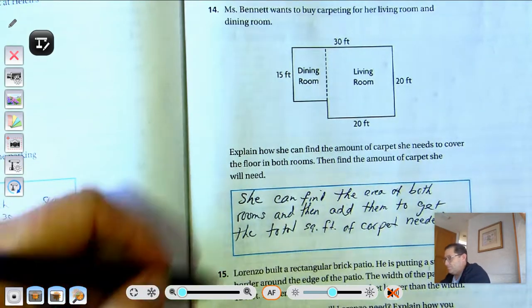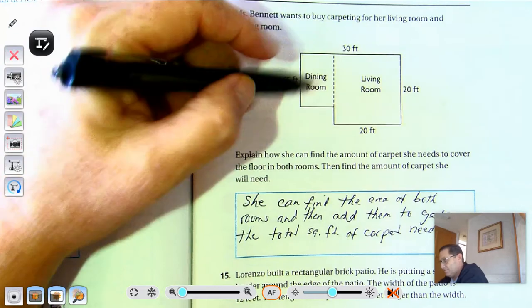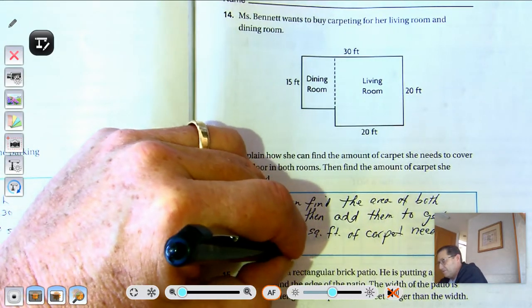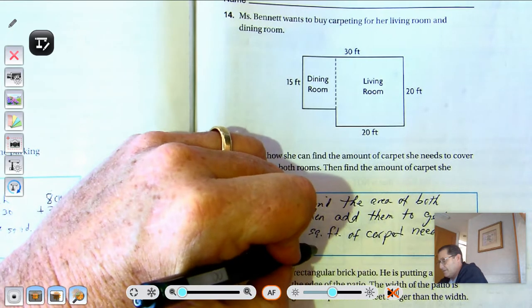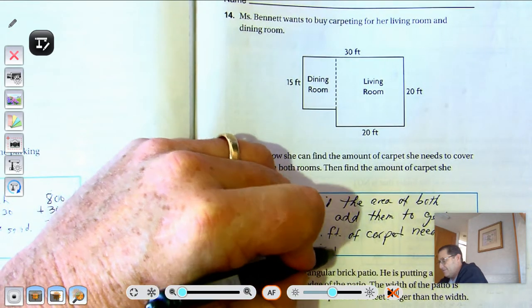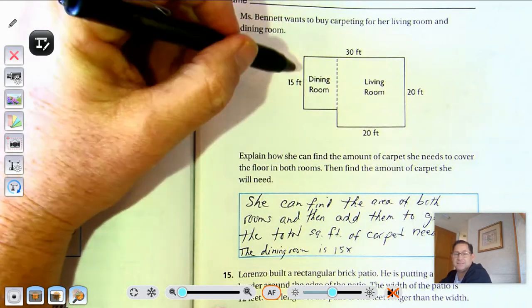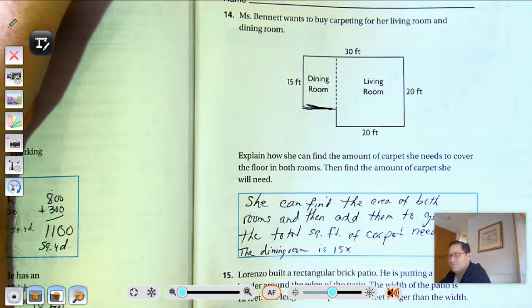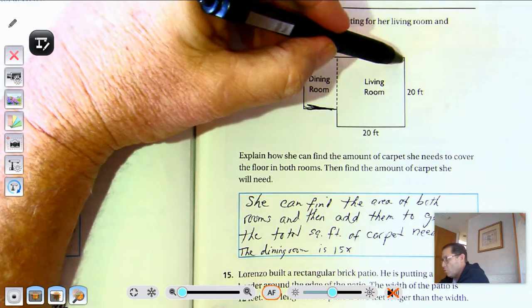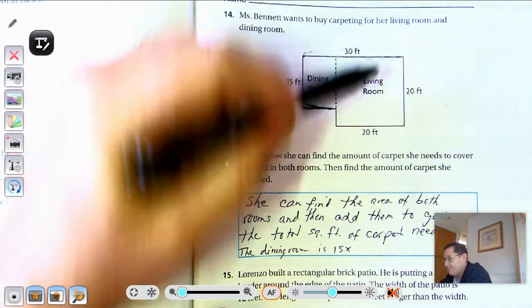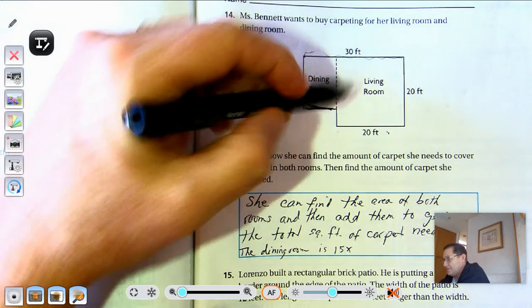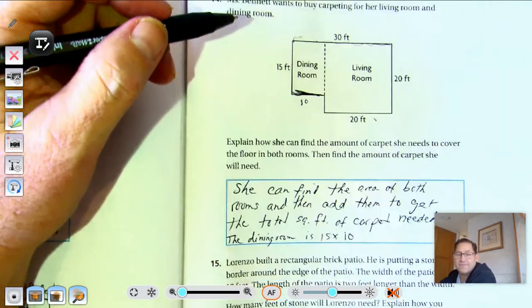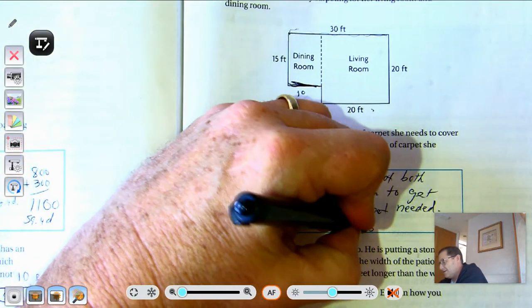Okay, so the dining room. How would she figure out the dining room? She'd go, dining room is 15 times this space right here. Oh, well, this whole thing is 30. The living room is 20. So this has to be 10. So I can find the dining room by multiplying 15 times 10, which equals 150.